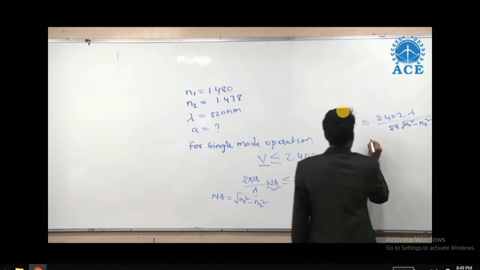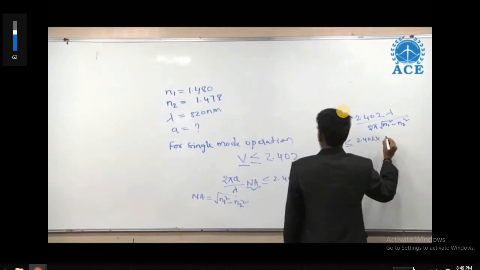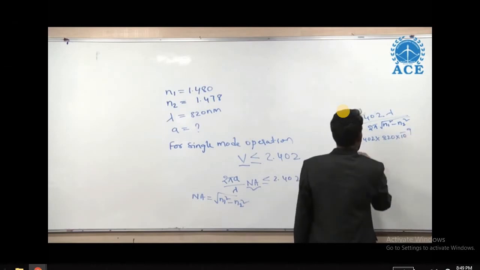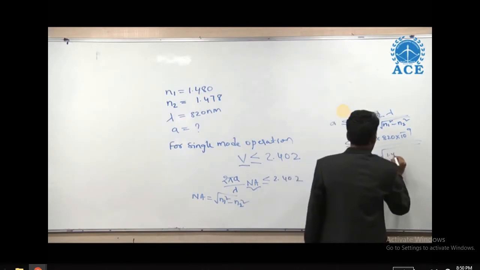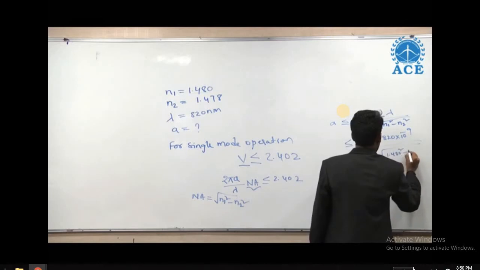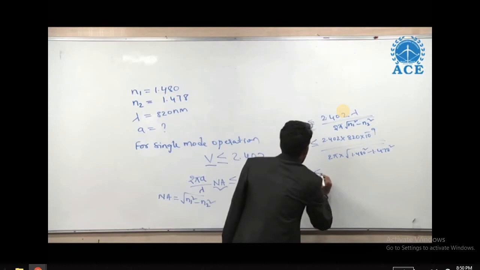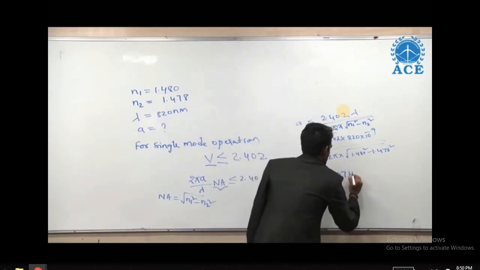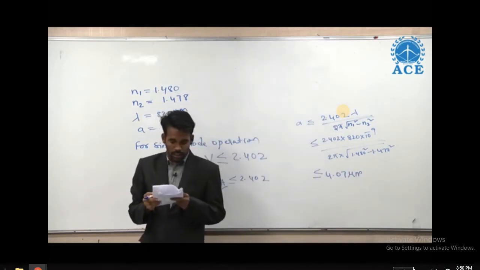By substituting 2.402 into lambda, which is 820 nanometers, that is 820 into 10 power minus 9, by 2 pi into the square root of 1.480 whole square minus 1.478 whole square, this is less than or equal to 4.07 micrometer. So from the given options, the answer is option B.